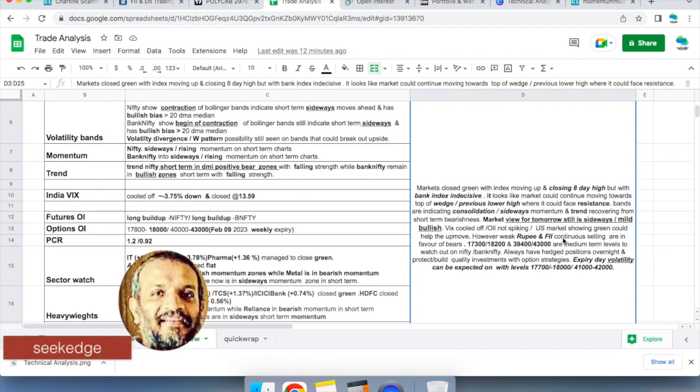So everything is good except the rupee and the FII selling. Otherwise everything looks good. The levels to watch in the medium term are 17,300, 39,400 and 43,000. Those are the previous swing highs and lows on a medium term. But for tomorrow the levels will be 17,700 to 18,000, and 41,000 to 42,000 for Bank Nifty. It's expiry, so volatility will be there.